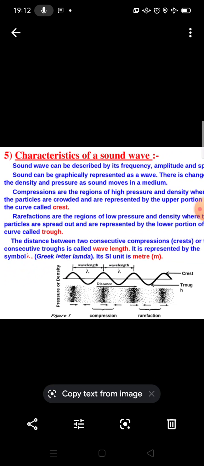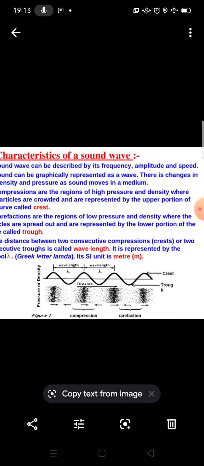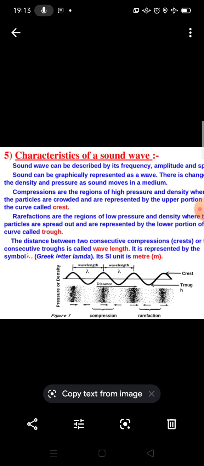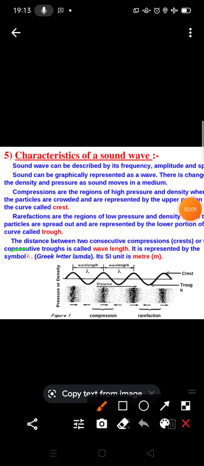And rarefaction is the region of low pressure and density, where the particles are spread out, and it is represented by the lower portion of the curve, called the trough. The distance between two compressions or two rarefactions is called the wavelength, and it is represented by lambda. You can see this lambda.